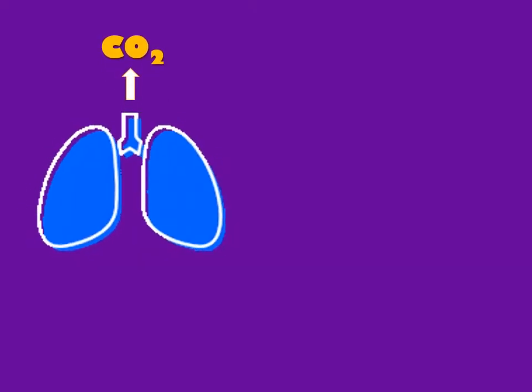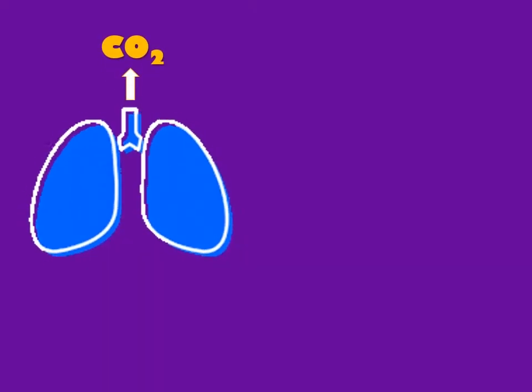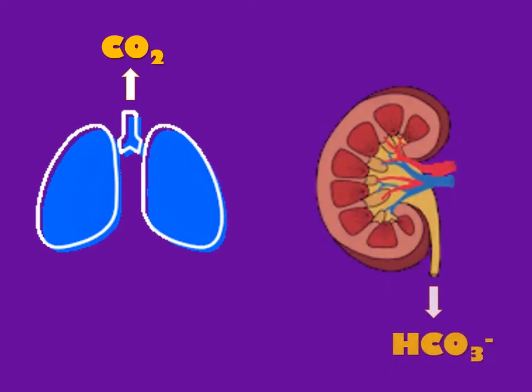One of the reasons that carbon dioxide bicarbonate is one hell of a buffering system is that you can regulate it in two separate ways. Carbon dioxide can be regulated in the lungs, while bicarbonate can be regulated in the kidneys.